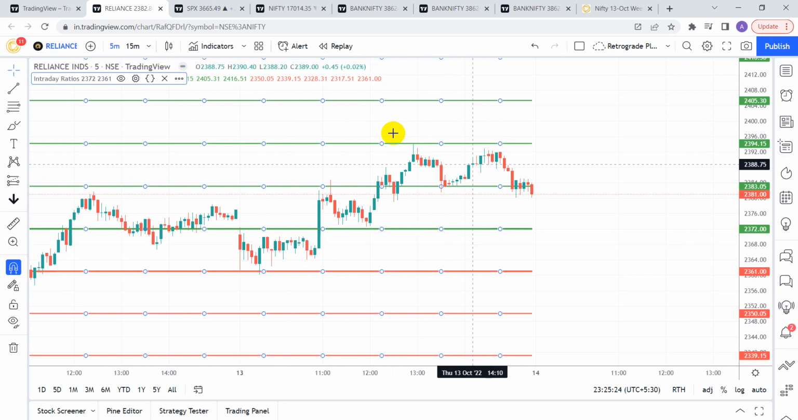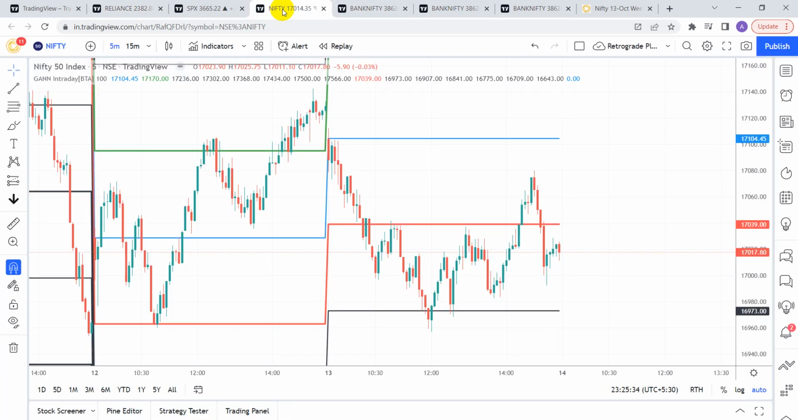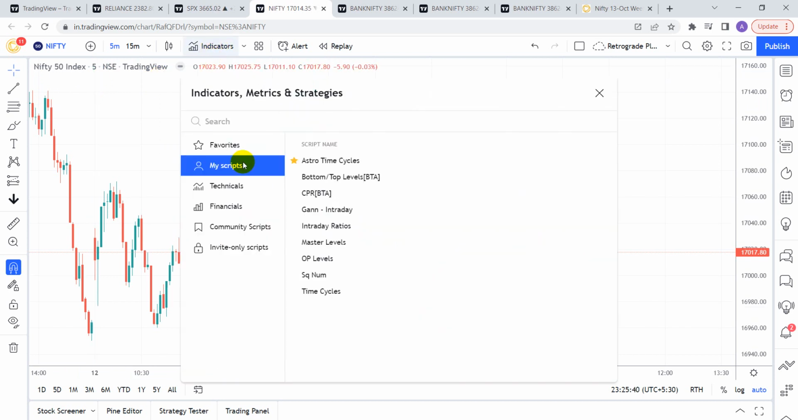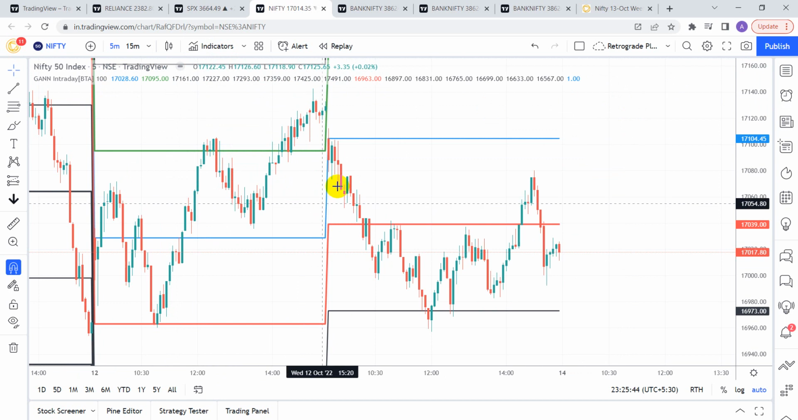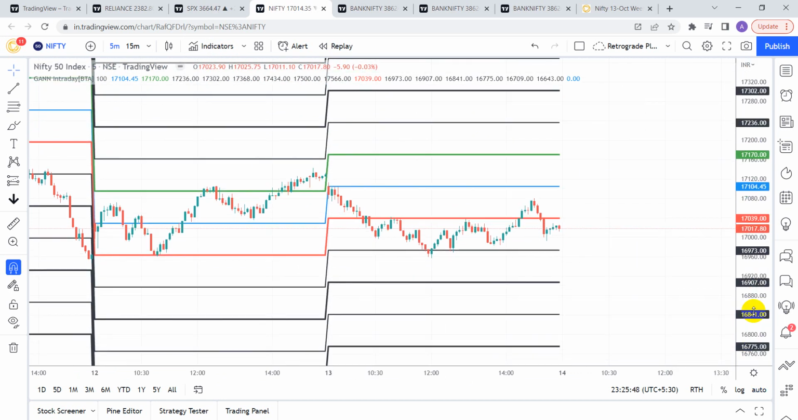Hope it is clear. Now I'll move to the next one, which is Gann intraday. So in that, let me quickly show you here. This is a very, very dynamic indicator. So you just close here. I'll just go here and click on Gann intraday. Now in this, it will generate three lines, I mean, basically four lines. One is the green line. Above this line, you have to go bullish. This is the blue line, which is your stop loss, and this is the red line, which is your target.